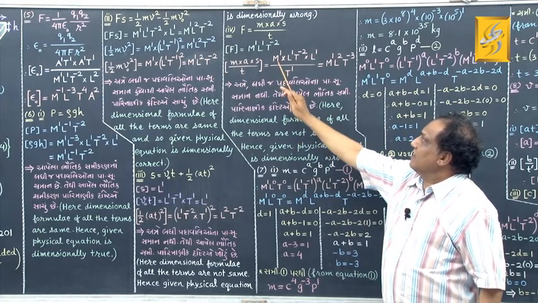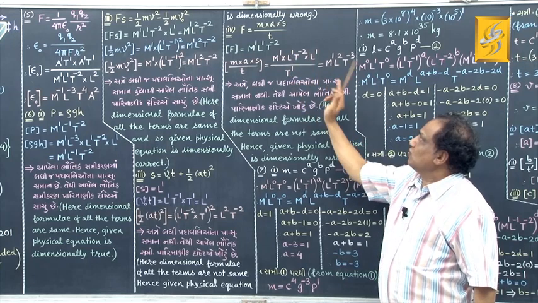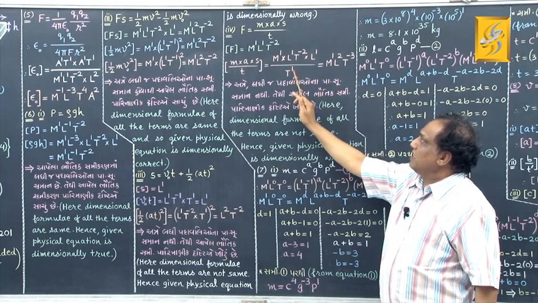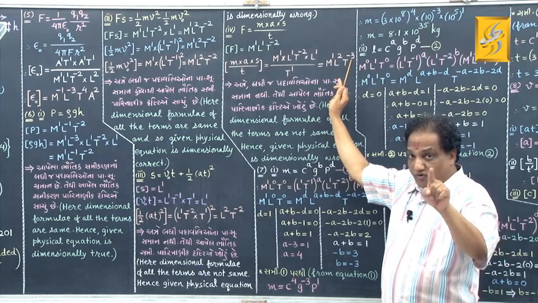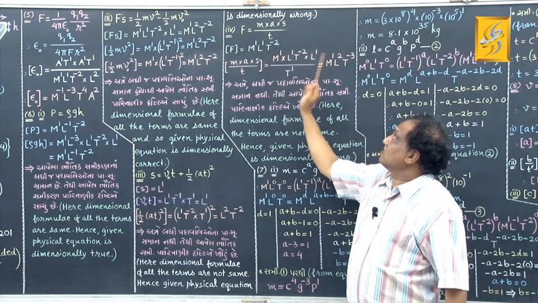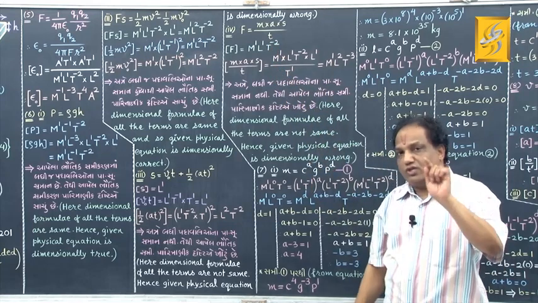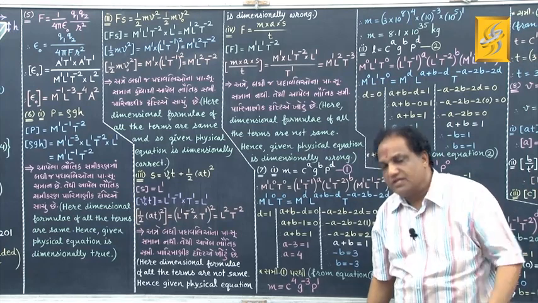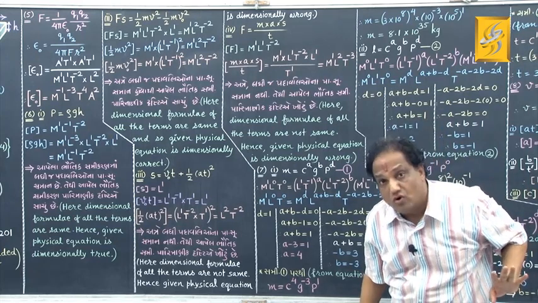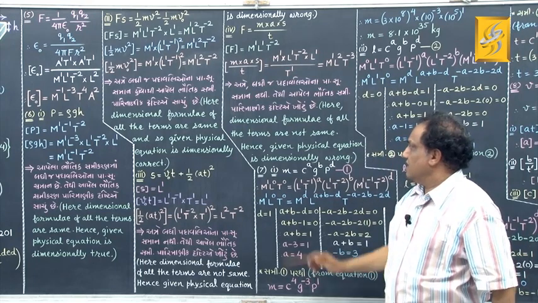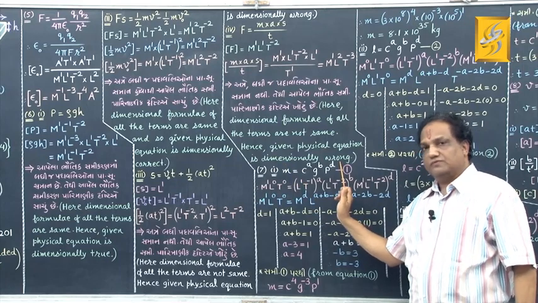Correct? Simplify. m raised to 1 as it is. L raised to 1 plus 1, that is L raised to 2. T raised to minus 2 minus 1, that is T raised to minus 3. Correct? Here also, what we find is that these two dimensional formulas are different. They are not the same. And so we can write the final answer as: given physical equation is dimensionally wrong. Okay. Same thing I have written here, given physical equation is dimensionally wrong.